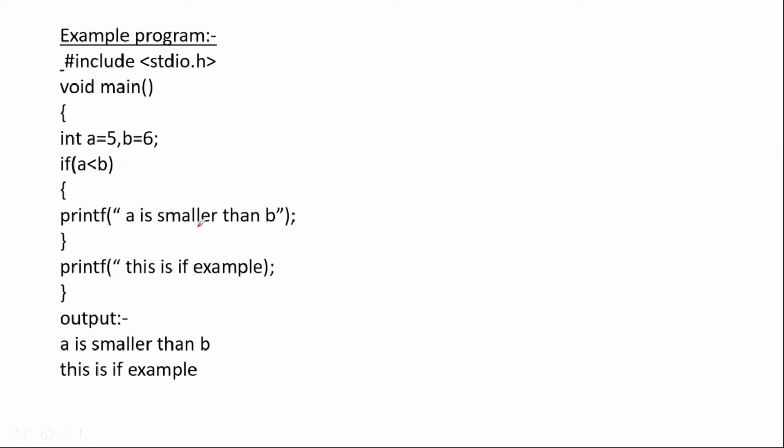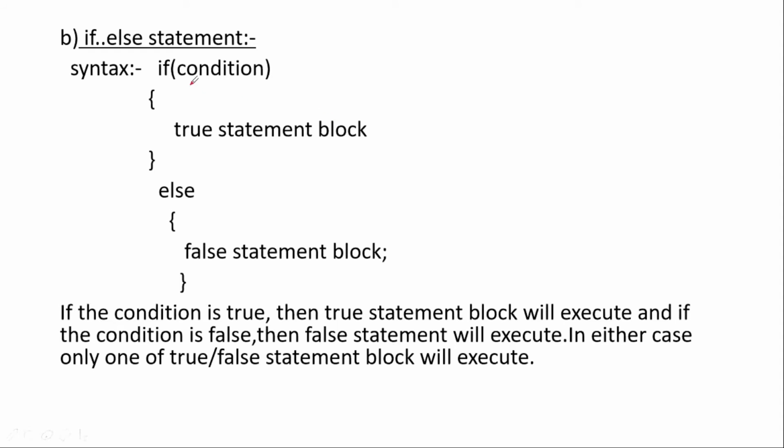Now this printf statement will be printed. Now the control will come out of this block and the remaining statements which are outside the if block will be executed. So the output will be: a is smaller than b. This is an if example. Now we'll see the if else statement.